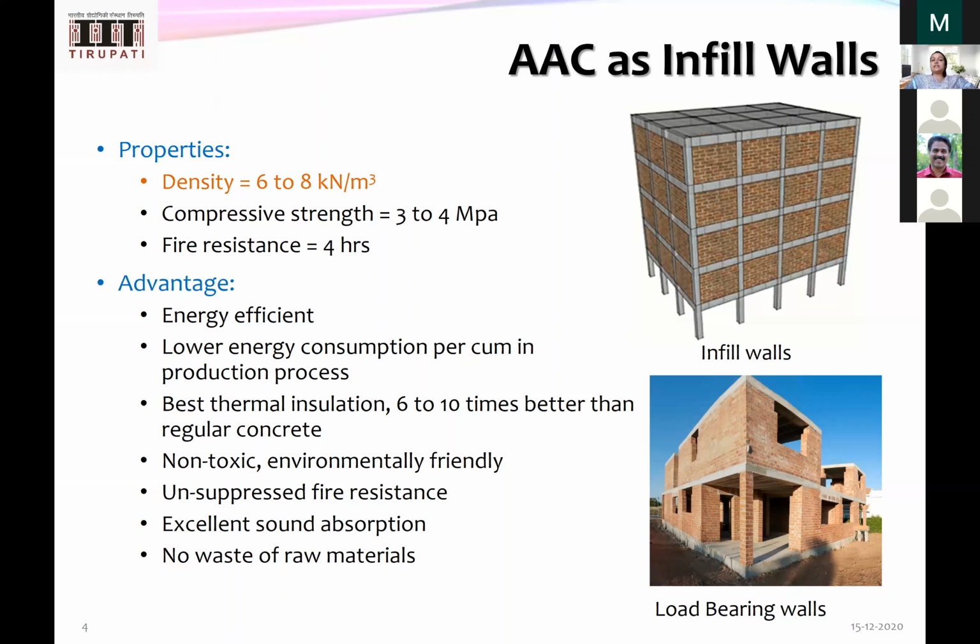So density is one of the main things. It varies between 6 to 8. Some companies even give a density much less than 6. It comes between 4 to 8. Compressive strength is 3 to 4 MPa.